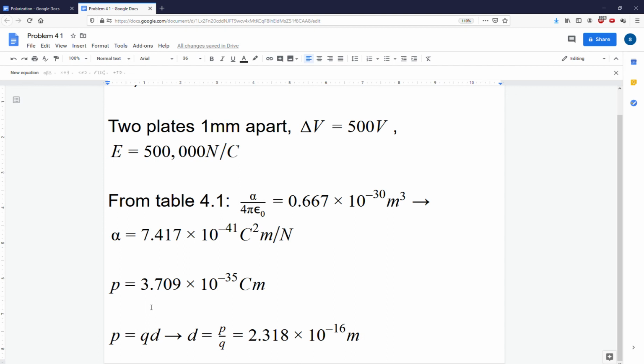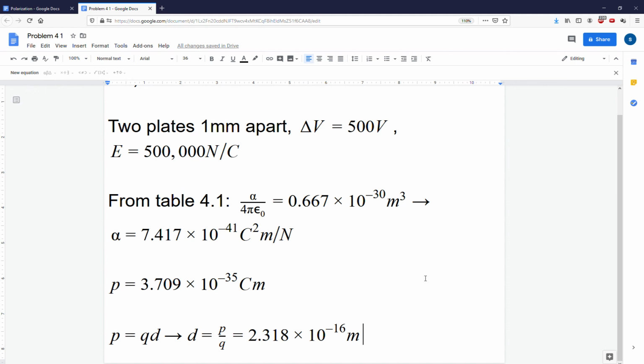In this scalar form, P is equal to Q times D, so we can solve for D, the distance or the separation between the electron and the proton, by P over Q. P was 3.709 times 10 to the negative 35th coulomb meters. Q is the charge of an electron or a proton, i.e. the elementary charge of 1.6 times 10 to the negative 19th coulombs. And that gives us a total separation distance of 2.318 times 10 to the negative 16th meters.